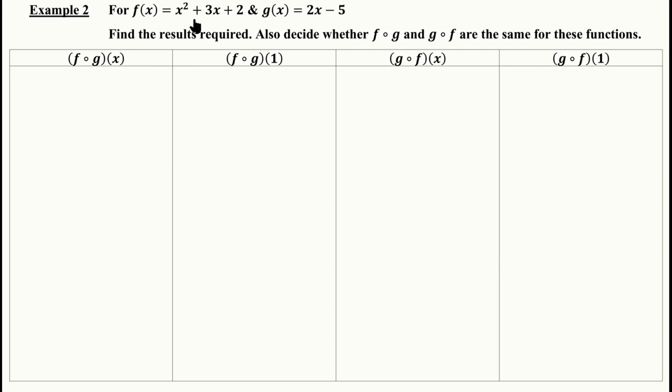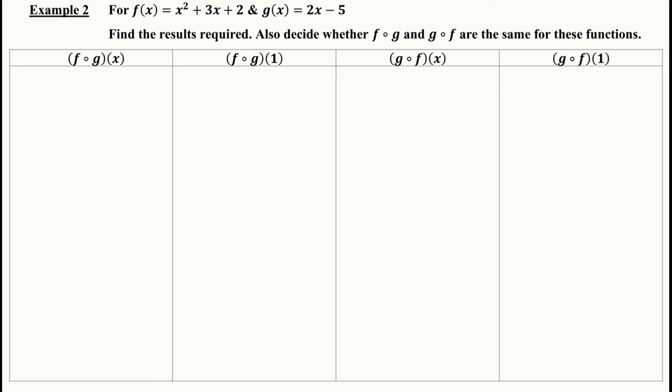All right, so here we have two functions, and we're going to find both f circle g of x as well as g circle f of x. Then we'll also compute the composition for specific values, such as in this case 1. So let's go ahead and begin.